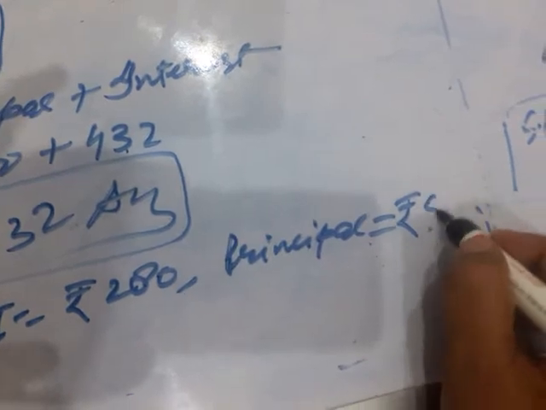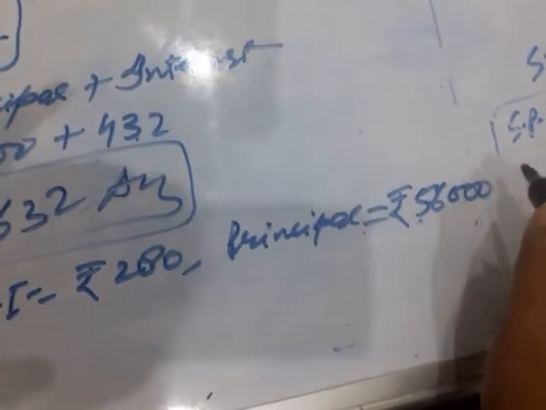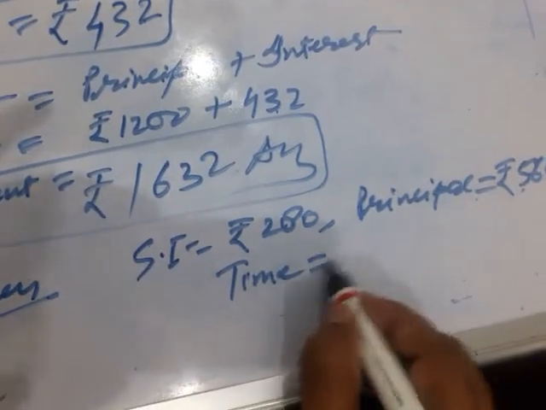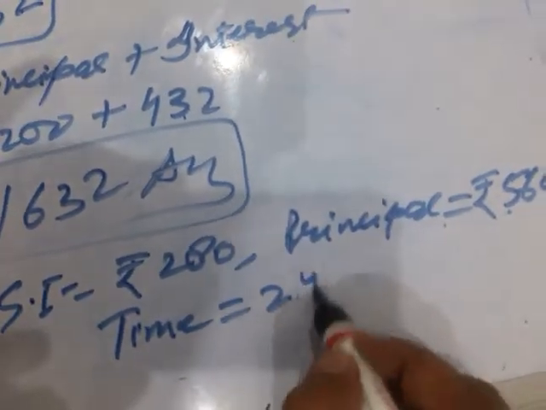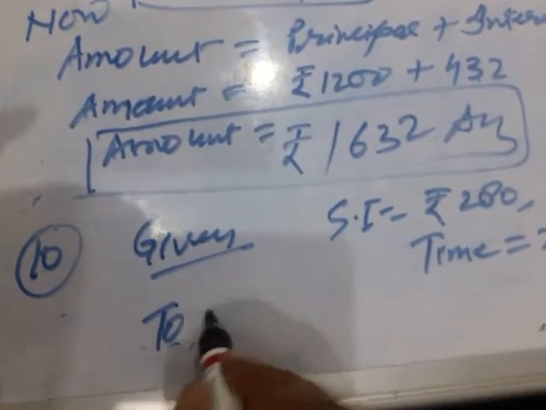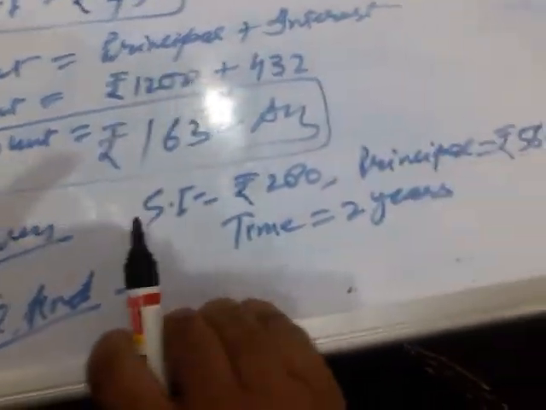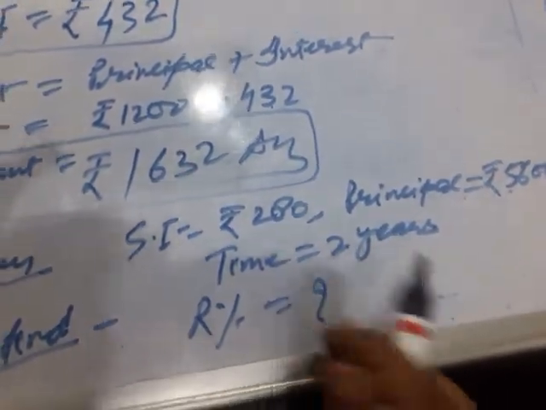Rupees 56,000. Okay, rupees 56,000. What is the time given? Time equal to 2 years. Okay children, time equal to 2 years. What do we have to find out? We have to find out the rate, that is R percent.